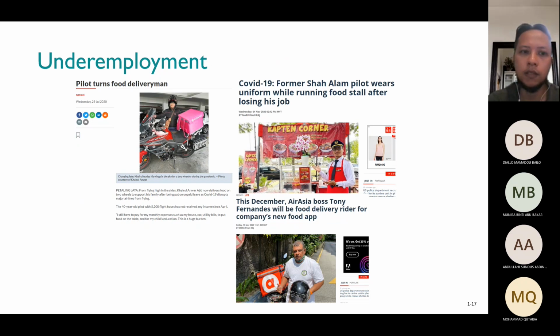So for example, this pilot can drive an aeroplane, but the skill is no longer required during the pandemic, right? So now he became a delivery man. Okay, and then this pilot opens a food stall, and the founder of Asia also becomes a food delivery driver during this time. Okay, so these are some examples.